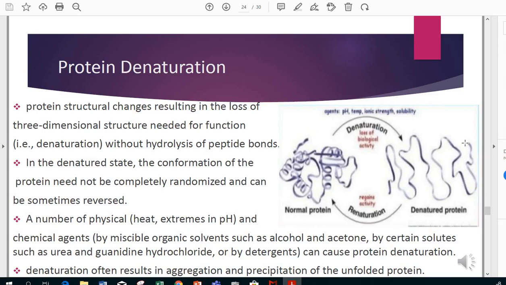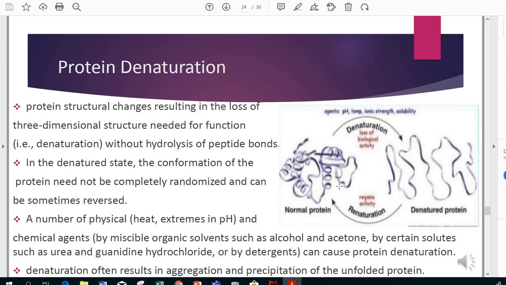What makes the protein denatured? Physical factors like heat and extreme pH, and chemical factors like organic solvents such as alcohol and acetone, certain solutes like urea and guanidine hydrochloride, or detergents can cause protein denaturation. Denaturation often results in aggregation and precipitation of the unfolded protein.